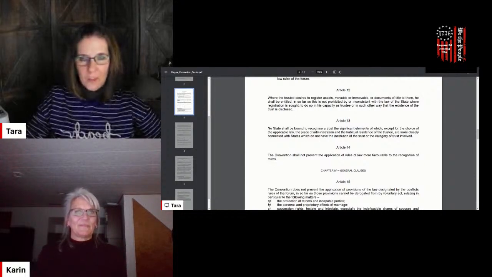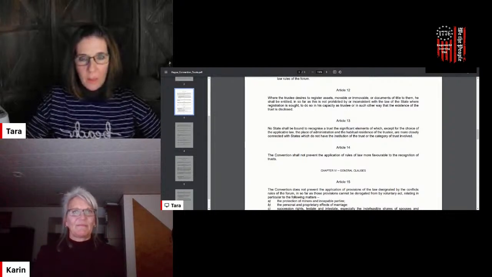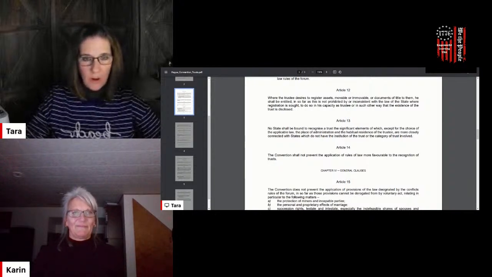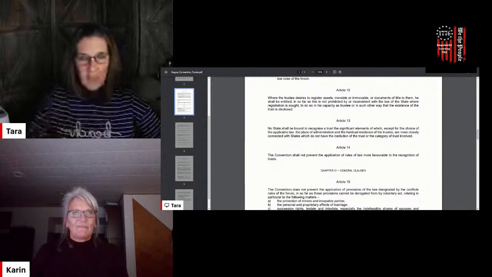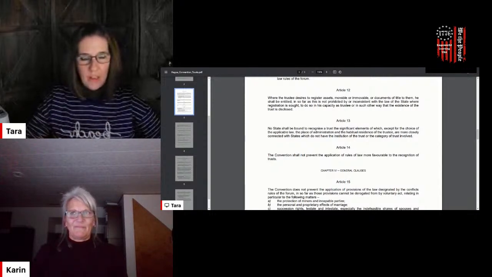Let's see. So we've got recognize a trust, the significant elements of which, except for the choice of applicable law, again, we just talked about that in the upper piece. The place of administration. So that's your private capacity. You are putting this together. You are your own admin team in this journey. And the habitual residence of the trustee. Again, I would be careful here with this word residence. If you've gone through our right to travel course, you know that residence is a bad word. So part of that comes with residence, again, hooks you into the corporate construct of contracting.